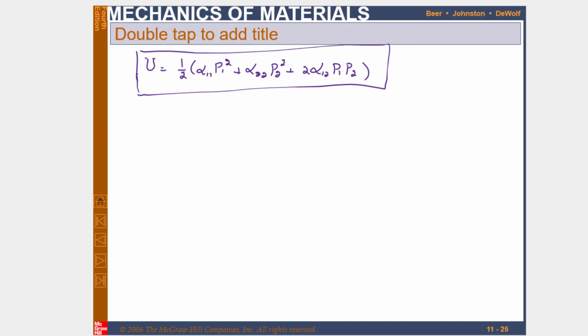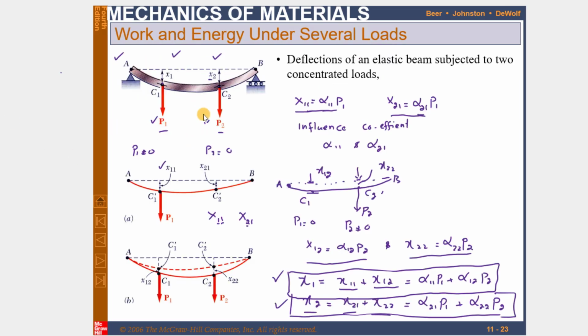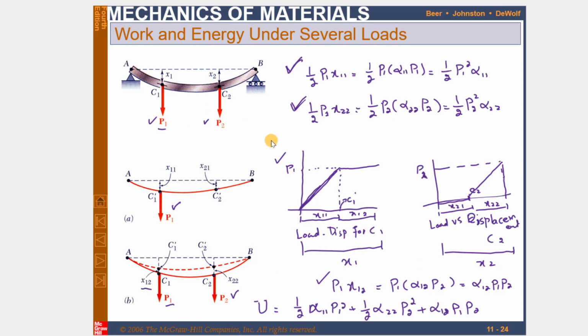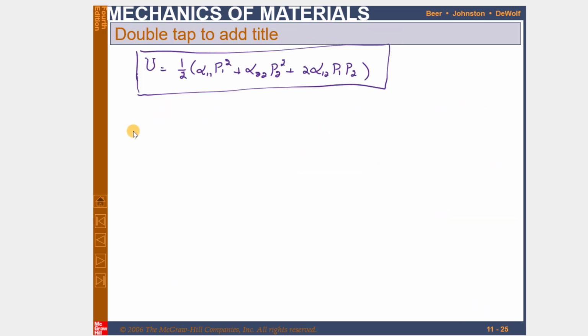Again, you can also do it the other way: you can initially apply P2, and after that apply P1 at point C1. I will also explain it. For example, let's say this is point A, this is point B, this is the initial axis. Clear? There is a load, this is C2 dash.